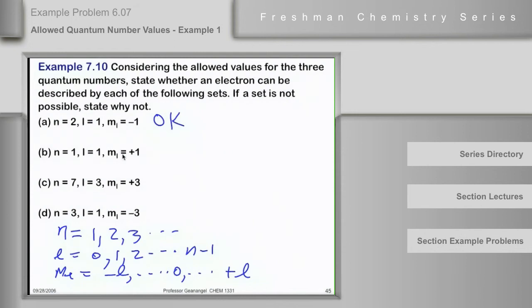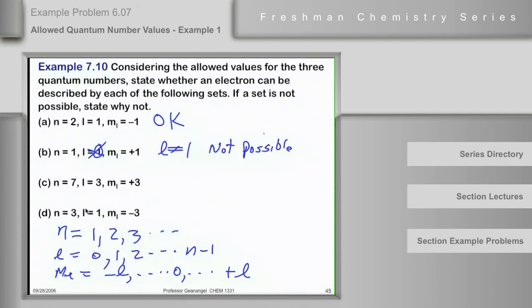What about the second one? Right away I see a problem with the second one. Does everybody see it? Somebody tell me where it is. L equals 1. L cannot be 1 if n is equal to 1. What's the maximum value of L when n is equal to 1? 0. So L cannot be equal to 1. So this one is not possible. Okay, questions on that one?